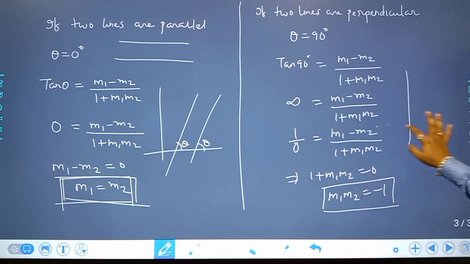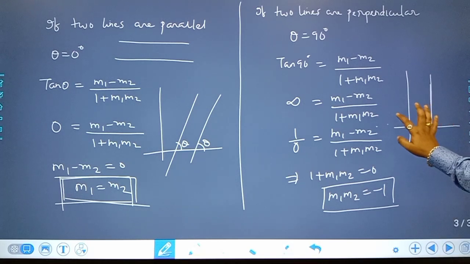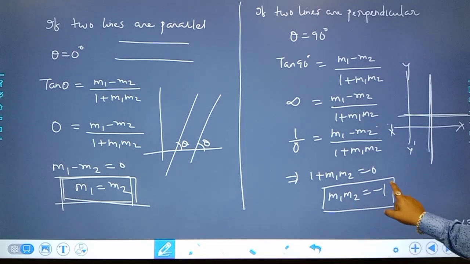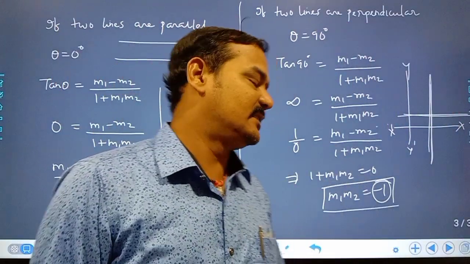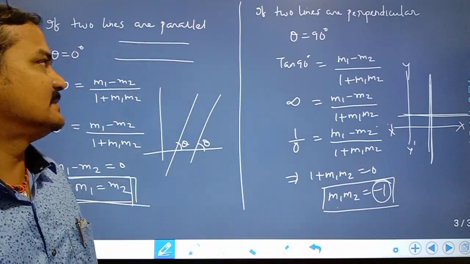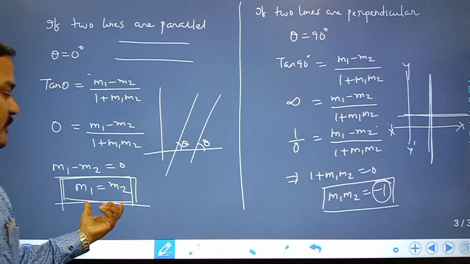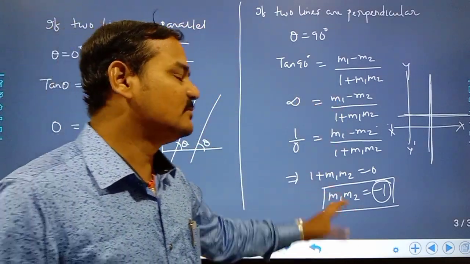If two lines are perpendicular, like the x axis and y axis, then the product of their slopes is equal to minus 1. If two lines are parallel, then their slopes are equal. If two lines are perpendicular, the product of their slopes is equal to minus 1.